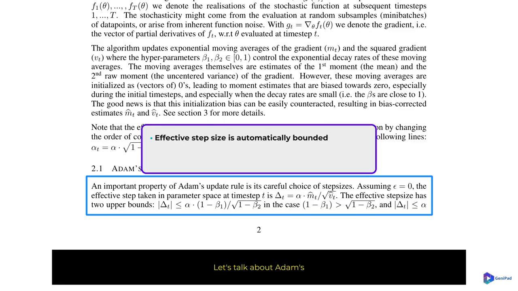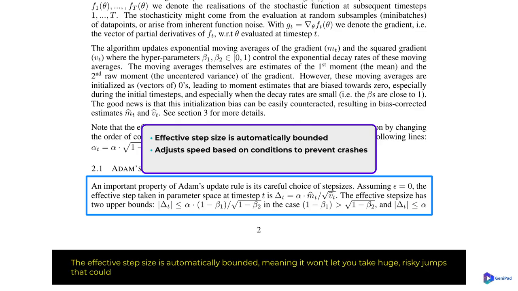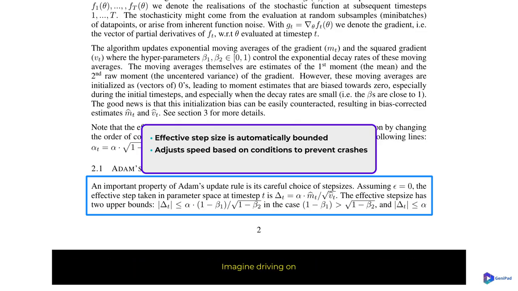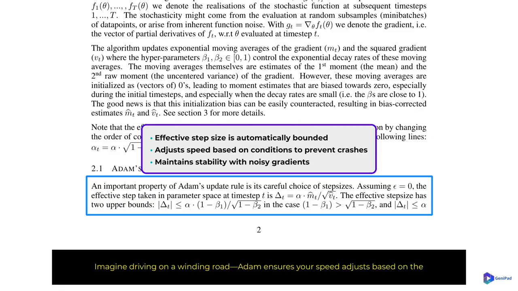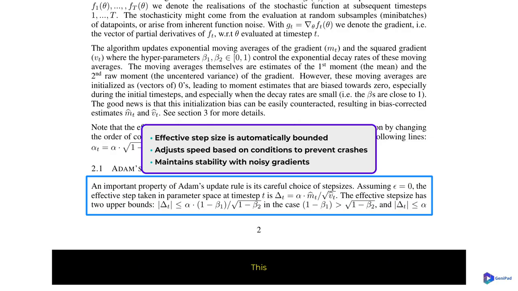Let's talk about Atom's update rule and why its step size is so well behaved. The effective step size is automatically bounded, meaning it won't let you take huge, risky jumps that could derail your progress. Imagine driving on a winding road. Atom ensures your speed adjusts based on the curves, so you never go too fast and crash. This property helps maintain stability during training, especially when gradients are noisy or unpredictable.